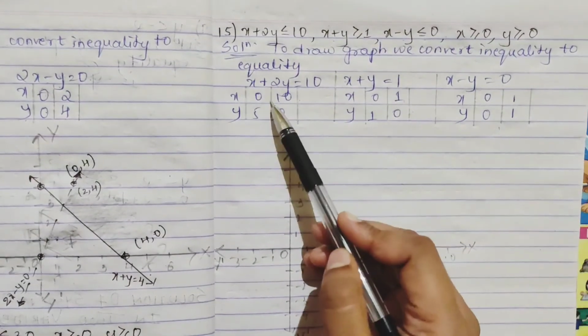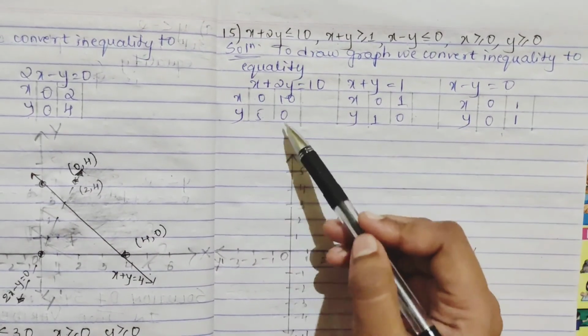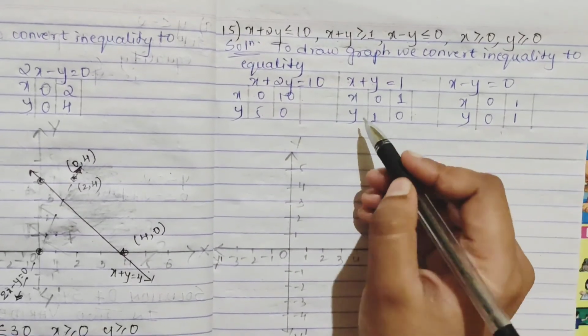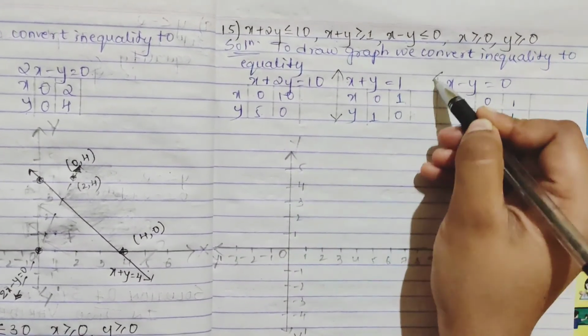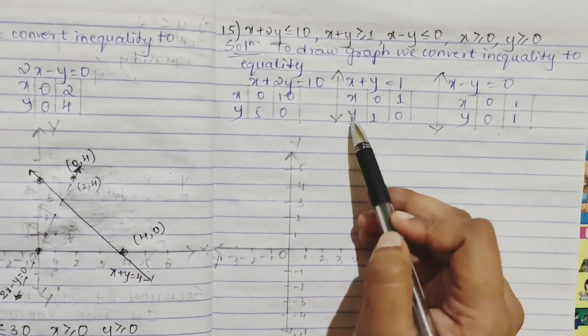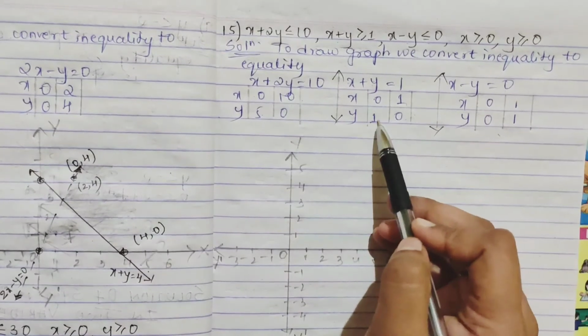So plot the points, put your points. When x is 0, you'll get y as 5. When y is 0, you'll get x as 10. In this equation, okay, when x is 0, y you'll get 1. When y is 0, x you'll get 1.